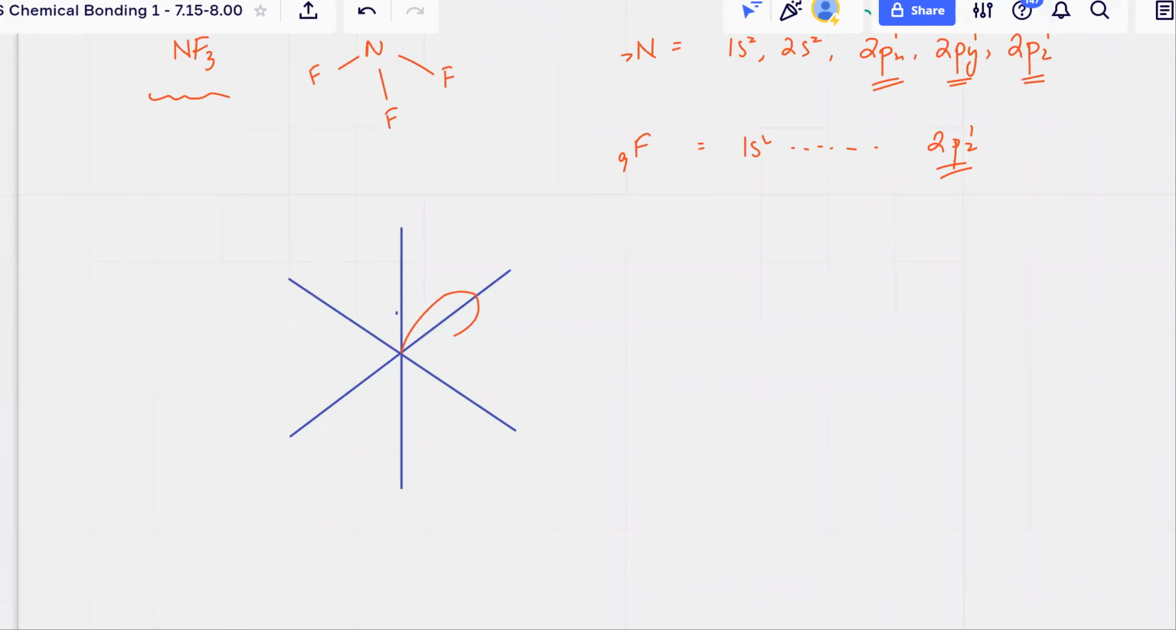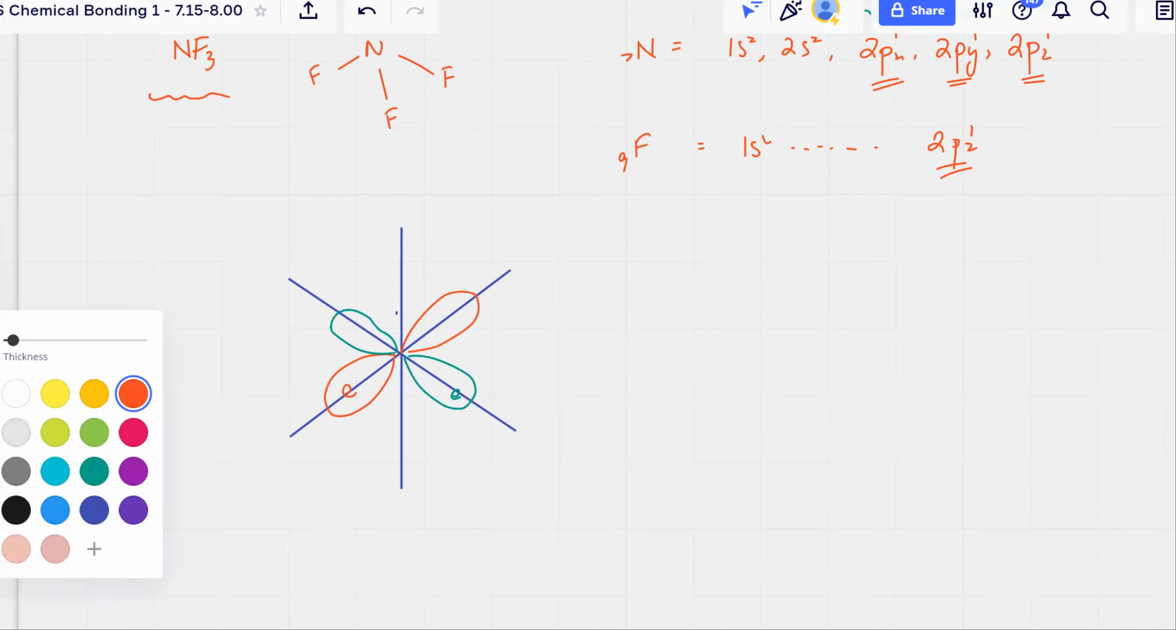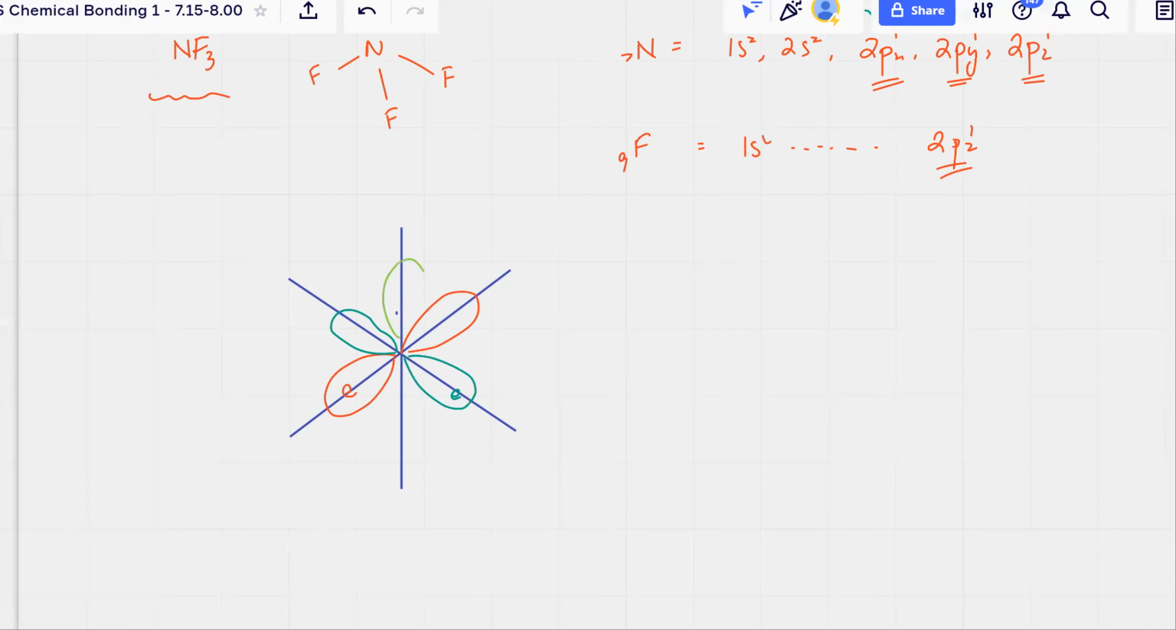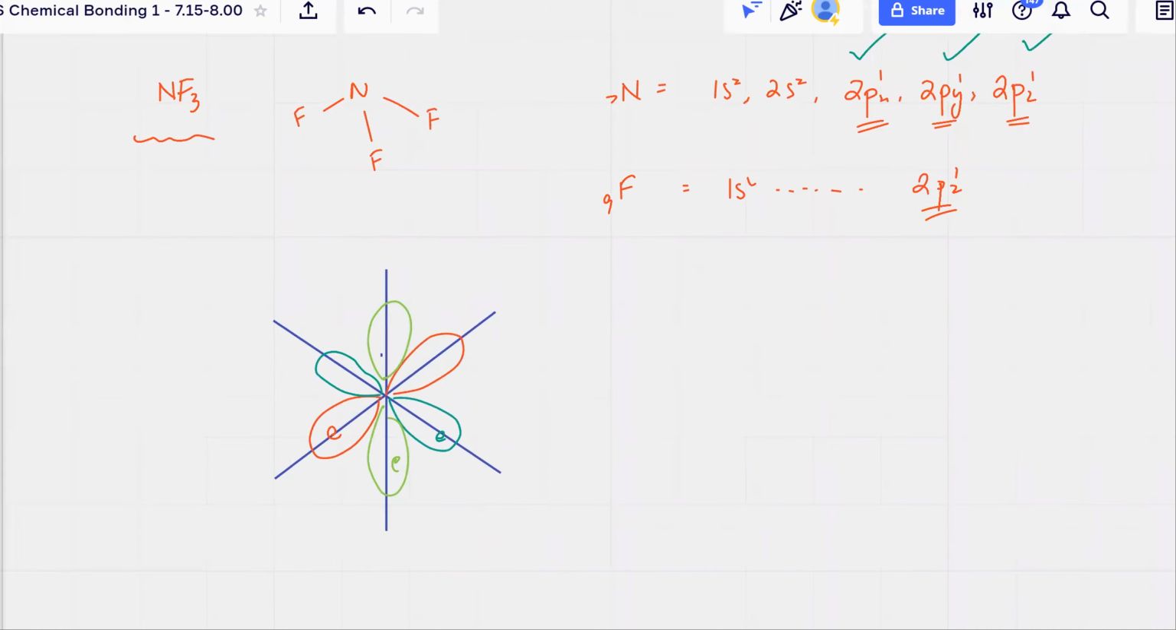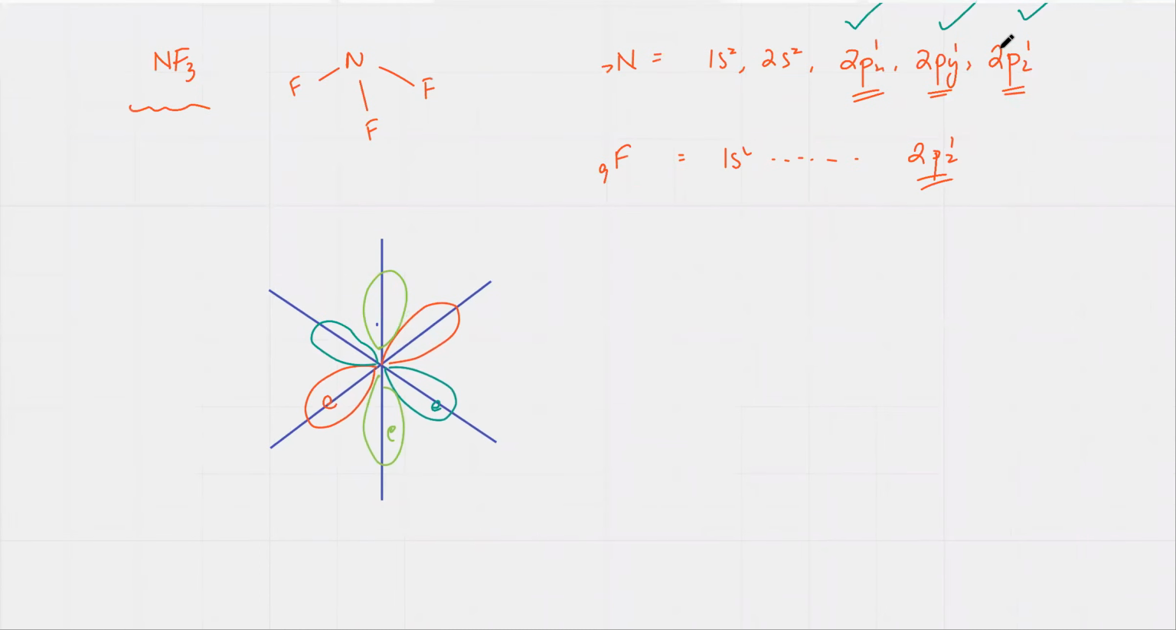So an electron on the x-axis, just one, buzzing in this area. There's an electron on the y-axis, and there's an electron on the z-axis in a spherical area over here. So each one of the p orbitals, 2px, 2py, and 2pz, they need electrons.